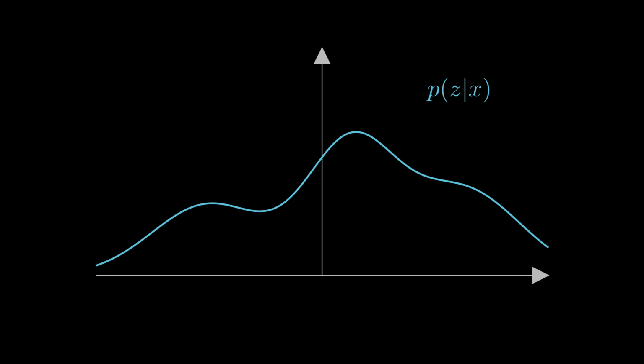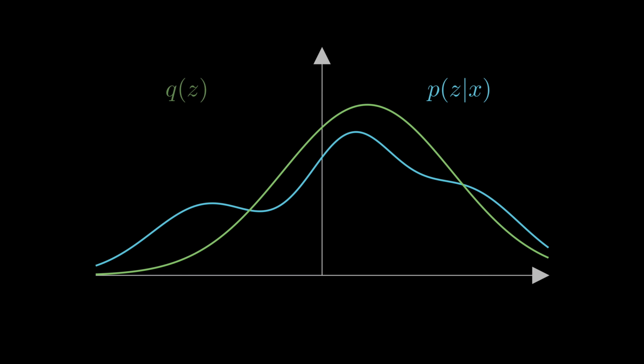Imagine you're trying to understand something complex about your data, maybe what factors influenced a set of observations, but the true answer looks like this messy multimodal distribution you see here, and you realize that working with this mathematically is going to be a nightmare. What if instead you could use something simple like this Gaussian that captures most of the important information? Well, this is exactly what variational inference lets us do.